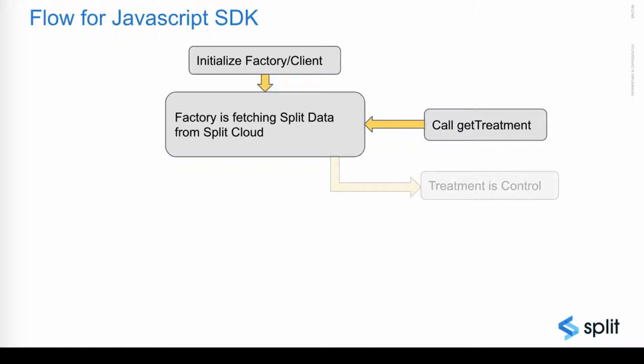And once we initialize the factory, the SDK will actually start running a thread to fetch the Split data from the Split cloud. So this will be dependent on the API key used and which environment the API key belongs to. And that's where all the information is going to be downloaded from all the splits that are added to that environment. Now, during that time, if the JavaScript code calls getTreatment while the factory is still fetching the Split data, then we're going to get control treatment.